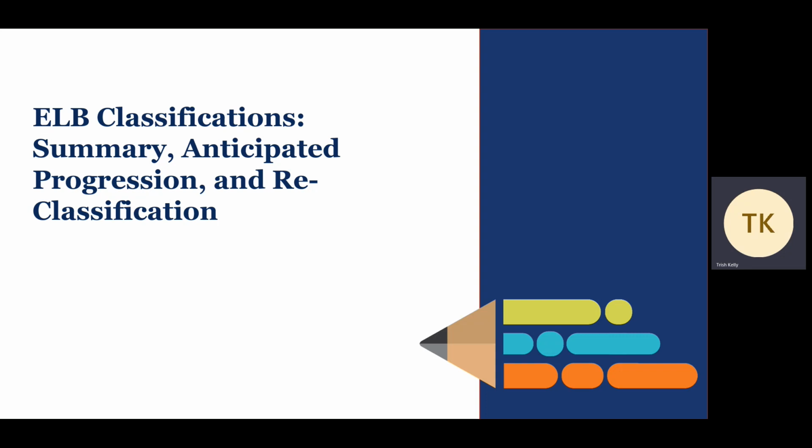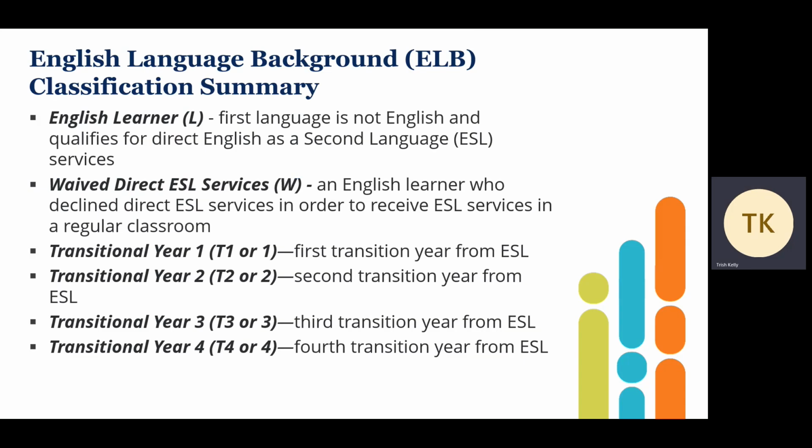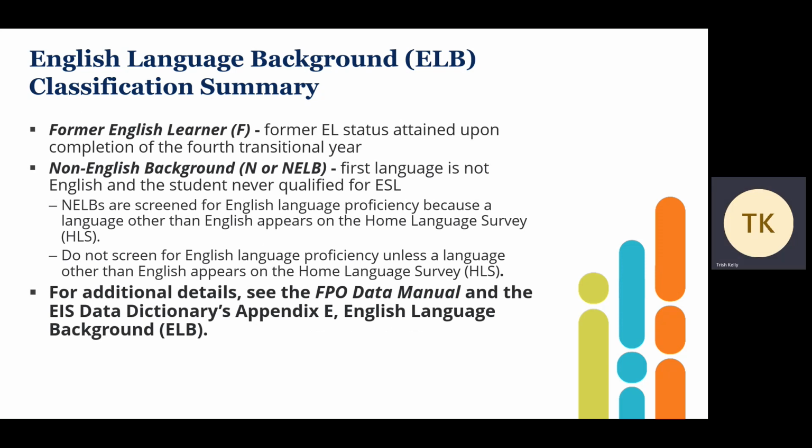In this next section, we'll delve a little deeper into the English language background classifications, summarizing what we've just discussed, providing an anticipated progression, and also discussing reclassification. English language background summary. English learner, L: first language is not English and qualifies for direct English as a second language services. Waive direct ESL services, W: an English learner who declined direct ESL services in order to receive ESL services in a regular classroom. T1 through T4 for transition years 1, 2, 3, and 4: students who then are transitioned from ESL, as we discussed, in a 4-year process. Former English learner, F: former EL status attained upon completion of the 4th transitional year.